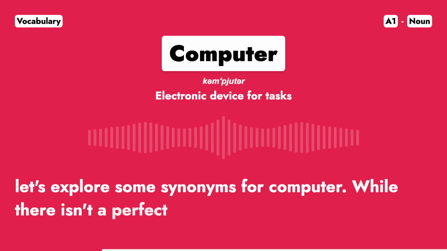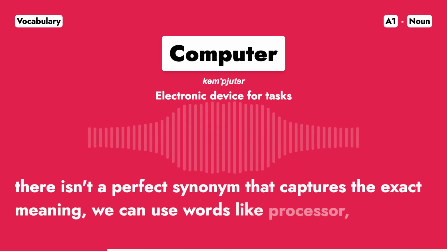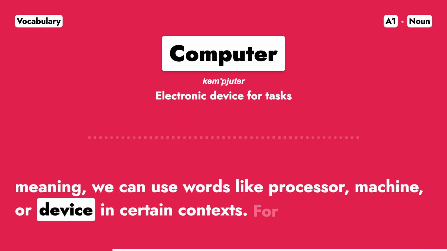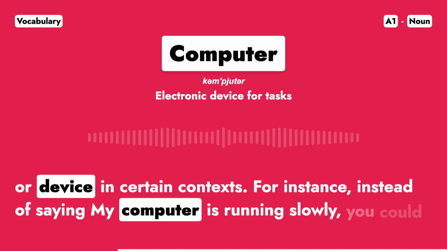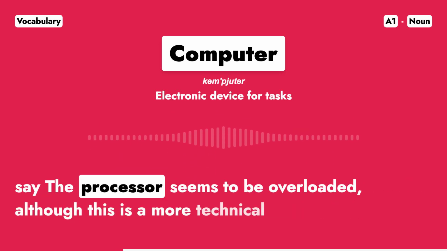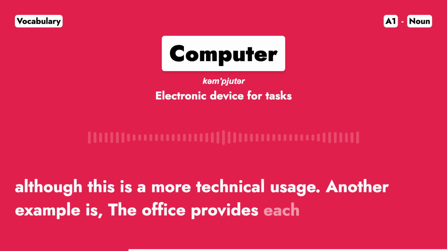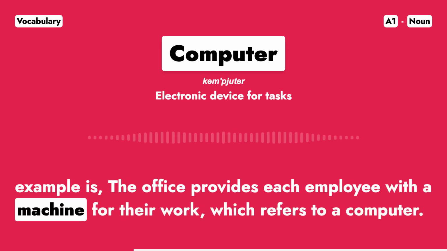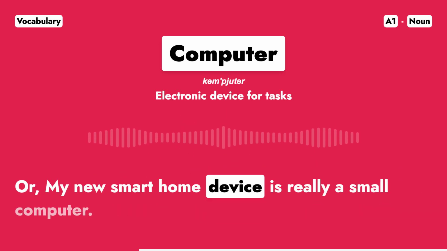While there isn't a perfect synonym that captures the exact meaning, we can use words like processor, machine, or device in certain contexts. For instance, instead of saying my computer is running slowly, you could say the processor seems to be overloaded, although this is a more technical usage. Another example is, the office provides each employee with a machine for their work, which refers to a computer. Or, my new smart home device is really a small computer.